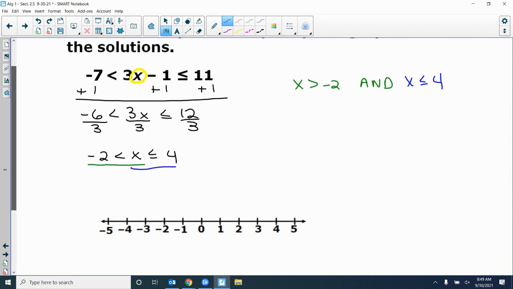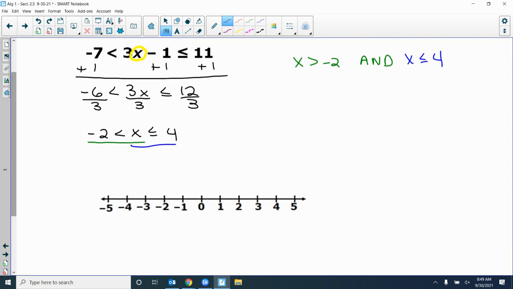Now, what's its graph going to look like? I want all the numbers that are bigger than negative 2 but less than 4. Since it's just greater than, you have an open dot at negative 2. Since I have a less than or equal to, I have a solid dot at 4. And we need to connect between. So that's what it's going to look like. All those answers are going to be true.